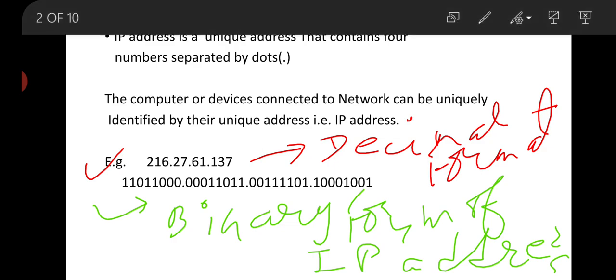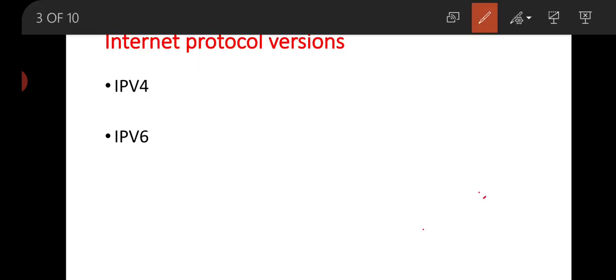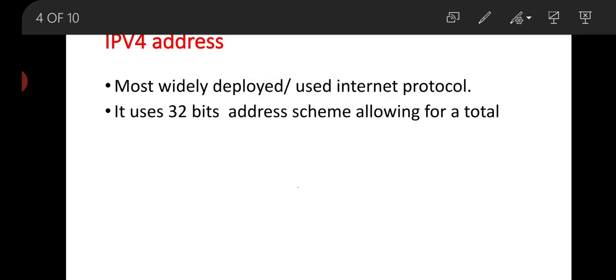Now see, internet protocol versions. There are two versions of IP address. The first one is IPv4 and the second one is IPv6. If we talk about IPv4, it is the most widely deployed, that means used on servers, run, loaded, uploaded. The most widely deployed internet protocol is the IPv4 address.